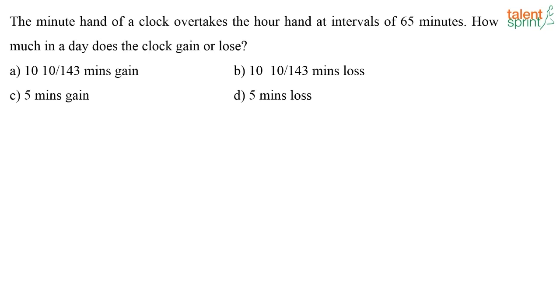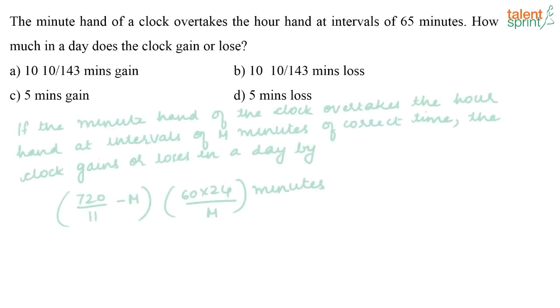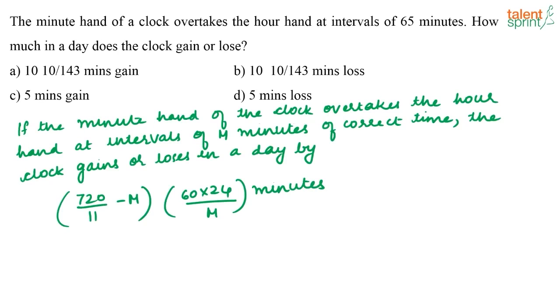So whenever you have questions wherein they are telling us that the minute hand is overtaking the hour hand in an interval of certain number of minutes, and they ask us how much does the clock gain or lose in a day, for questions of this type, you can make use of a formula which will help you arrive at the answer faster. So the formula is as follows. If the minute hand of the clock overtakes the hour hand at intervals of m minutes of correct time, the clock gains or loses in a day by (720/11 minus m) into 60 into 24 by m minutes. So if you remember this formula, solving such questions will become very easy.